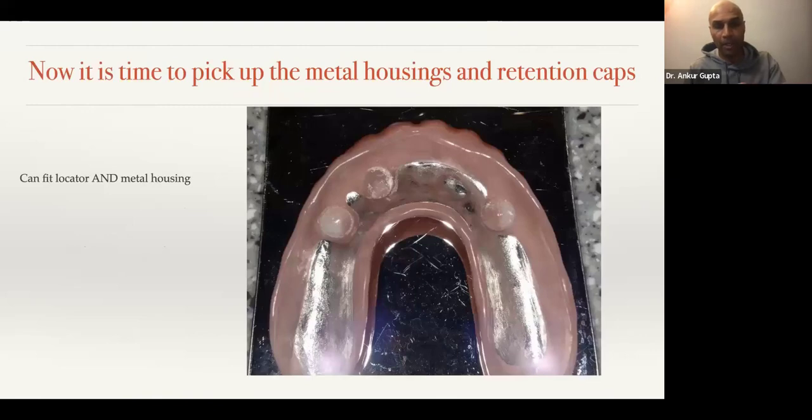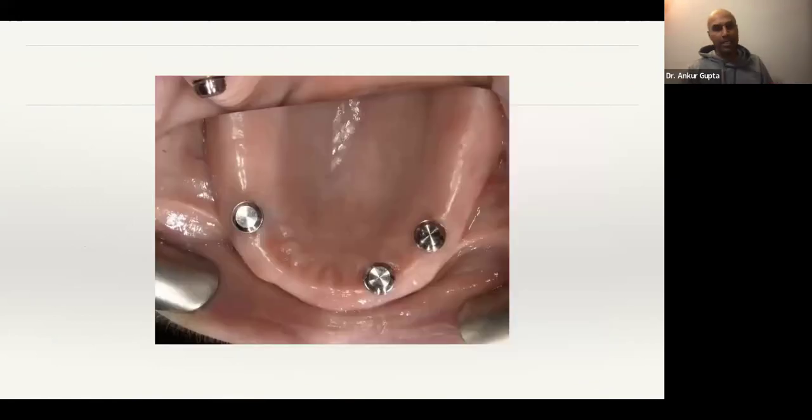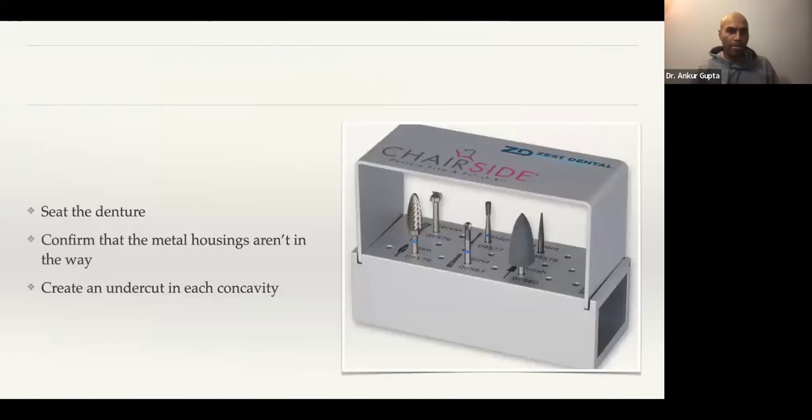So now you have your holes inside the intaglio surface of your denture. They can fit your locator and metal housing. You've already established that. So now it's time to pick up those metal housings. The metal housings have been snapped in place. And before I pick them up, I have to do two more steps. Number one is I have to create an undercut in each concavity, okay? So in those little holes that were created, I now need to take a burr.